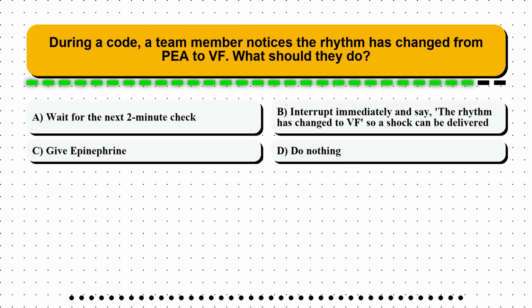Question 34. During a code, a team member notices the rhythm has changed from PEA to VF. What should they do? Option A. Wait for the next 2-minute check. Option B. Interrupt immediately and say, the rhythm has changed to VF, so a shock can be delivered. Option C. Give epinephrine. Option D. Do nothing.